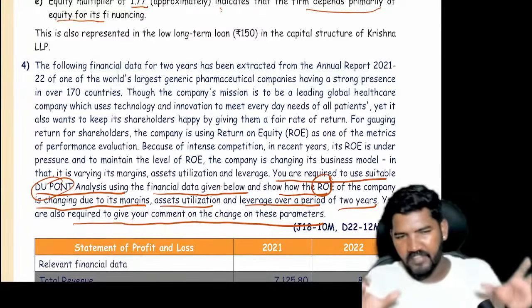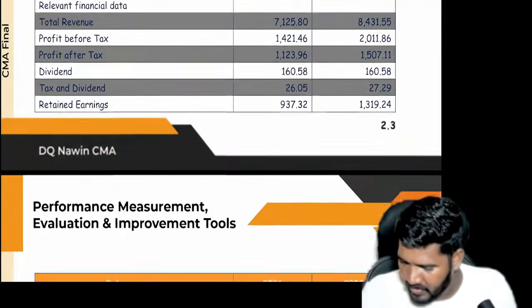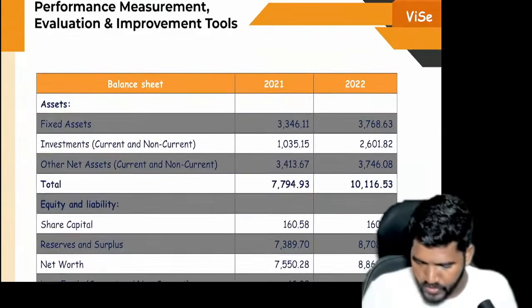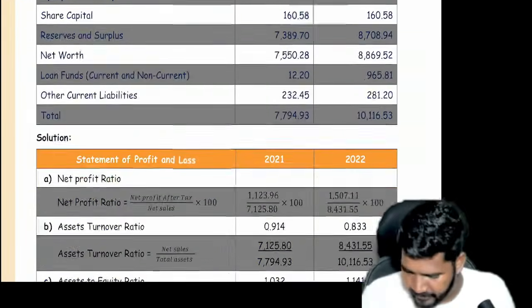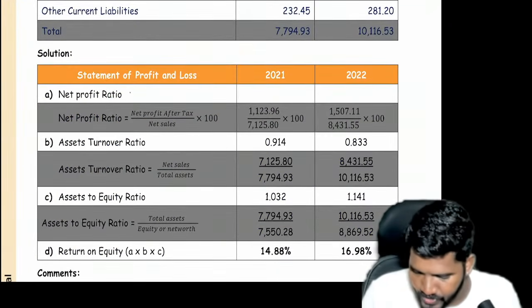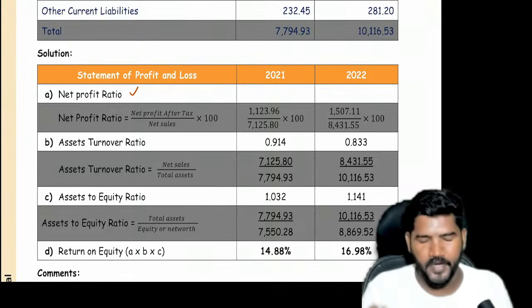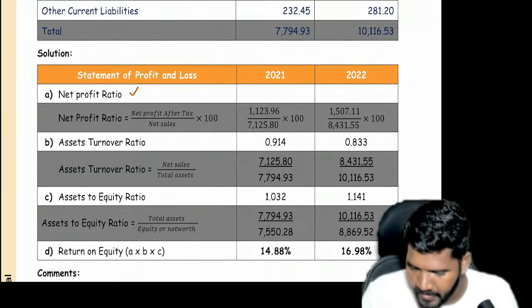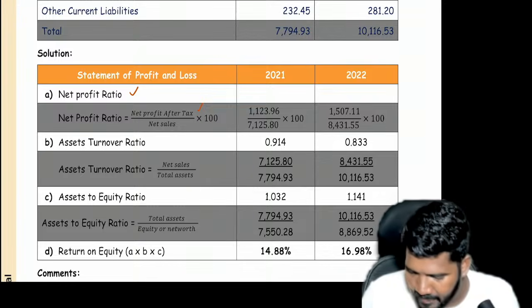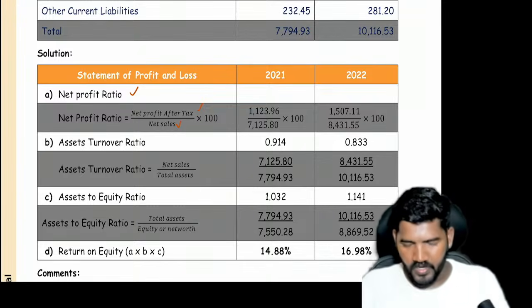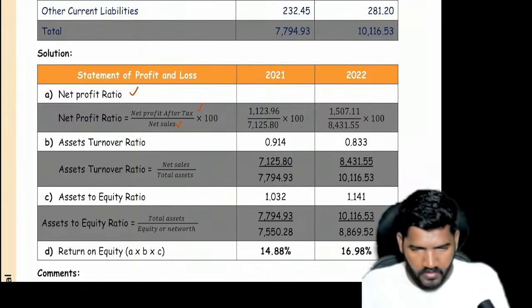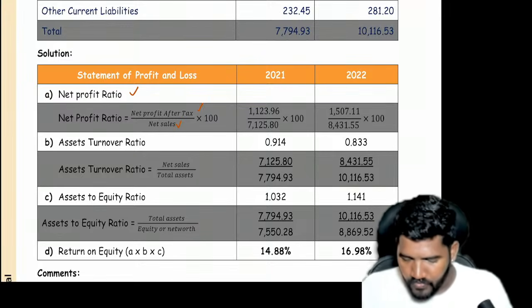Now see, this entire information is not required. Here also you have to focus only on what information is required. First ratio is net profit ratio or operating profit margin. What is the formula? Net profit after tax divided by net sales. So directly go and procure the net profit after tax and net sales.